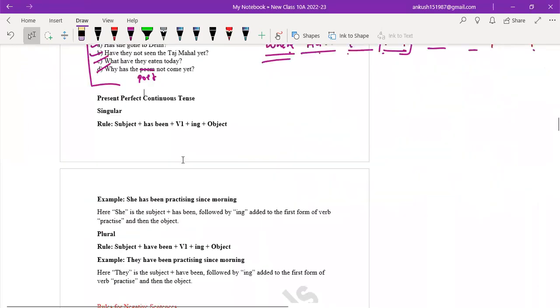Now let us jump to another tense. That tense is the present perfect continuous tense. Now beta, listen to me very carefully in this tense as well. See here, two things are mentioned. This tense is perfect as well as continuous. Till now, you might have learned the types of tenses, but you must know why we use perfect and continuous together.